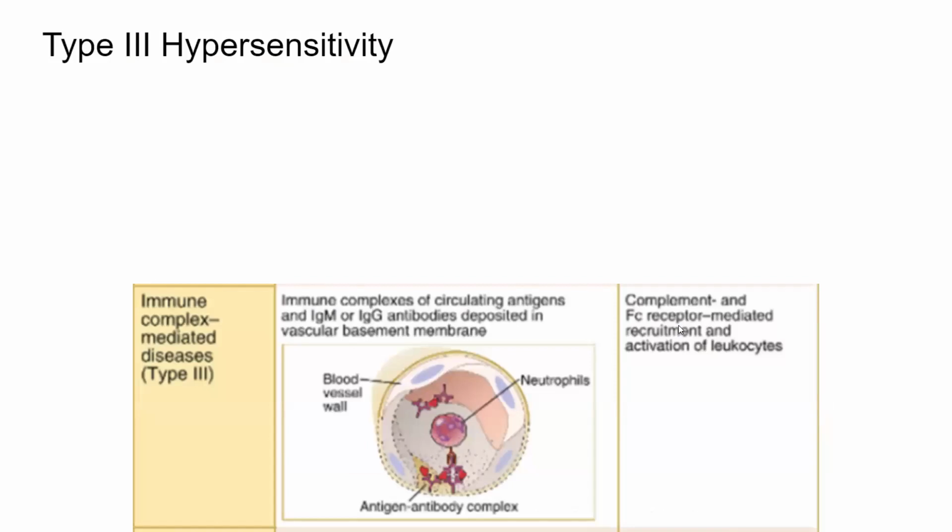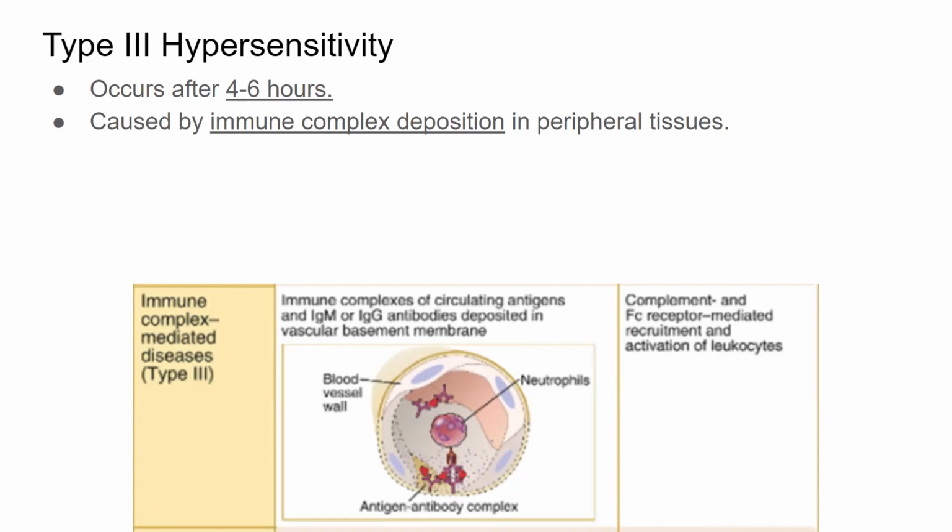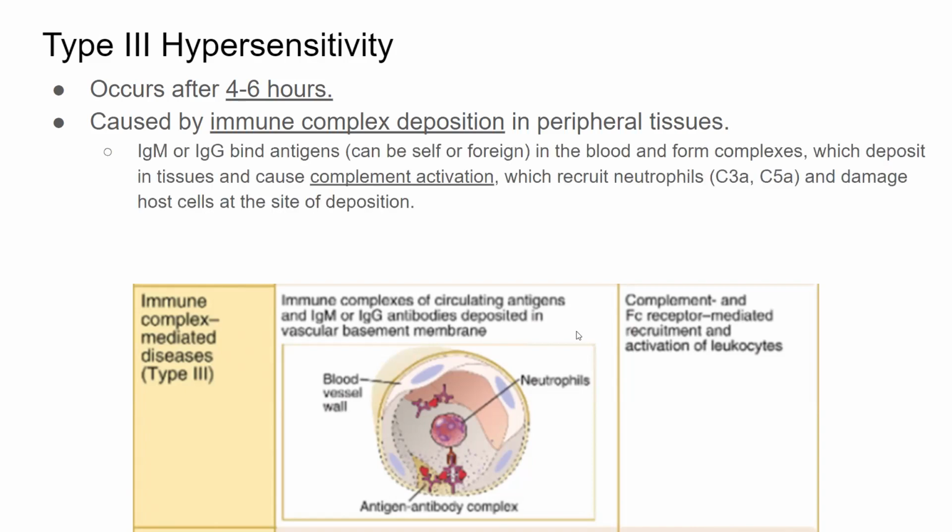Okay, type 3 hypersensitivity next. Okay, so what are we looking at here? So another time window, 4 to 6 hours. This is caused by what's called immune complex deposition. Okay, so it's similar to type 2, but slightly different. And the reason it's different is because of the location where the antibodies are binding. Okay, in type 2, it was at the site, at the tissue.